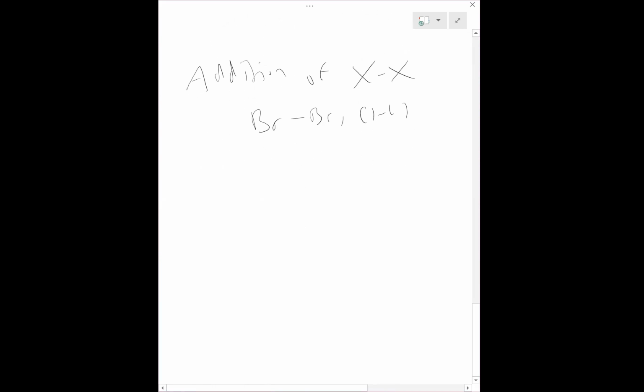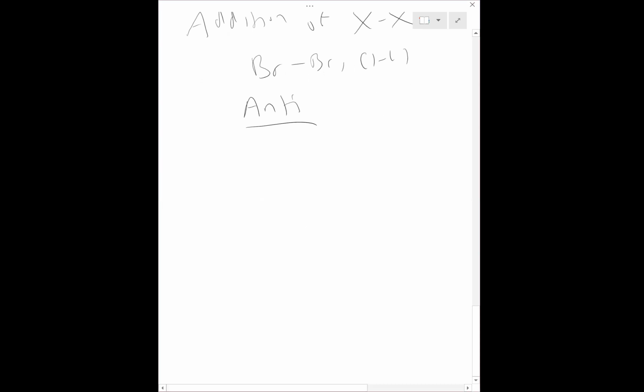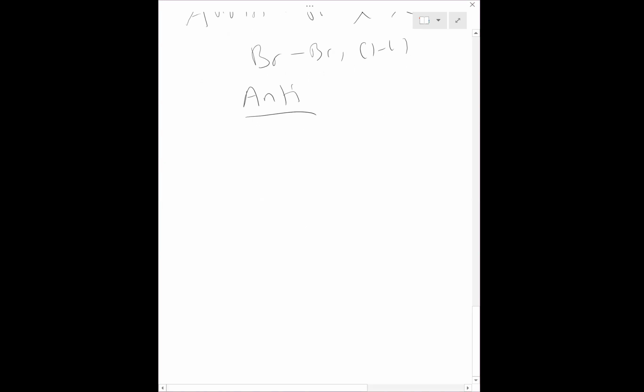Okay, so this one, I think the mechanism is important, so I will go over it. And this is the third reaction on your reaction sheet. It is going to end up giving you something that's anti. So that's important. This reaction's anti. So what does this mean? Let's go over this mechanism.